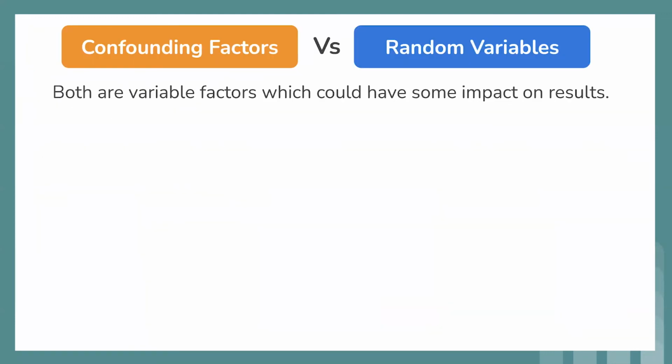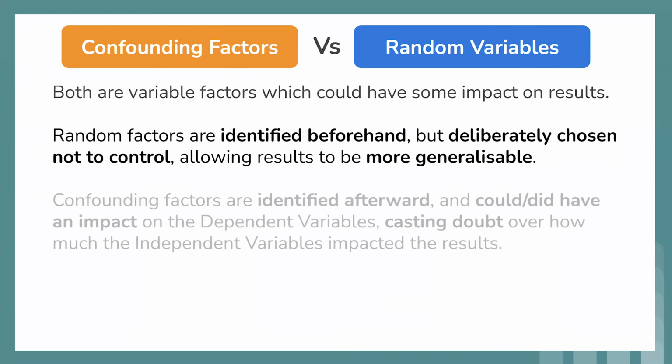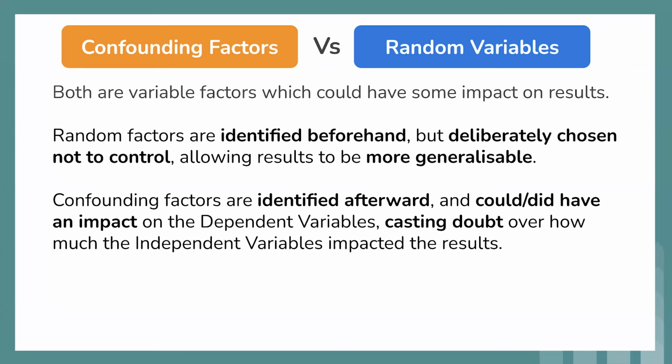When comparing confounding factors to random variables, we can see that both are variable factors which could have some impact on the results, but random factors are identified beforehand and are chosen not to be controlled, allowing the results to be more generalizable. Confounding factors, on the other hand, are identified afterward and could have had an impact on our dependent variables, casting doubt on how much the independent variables that we chose to vary have impacted the results. It could have all been down to the confounding factor instead.